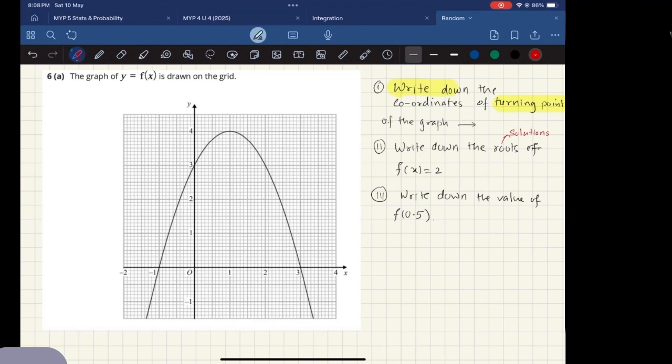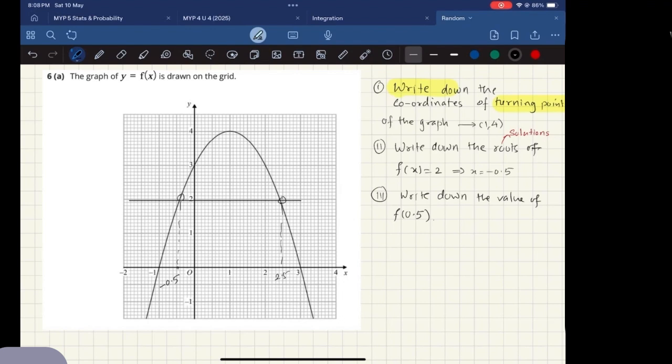Okay. Done. So this came out to be 1, 4. And here the solution is that you can simply draw a line y equals 2, and wherever it meets, these are the points. So in this case, you're getting an x value here and here. So this is minus 0.5 and this is 2.5.